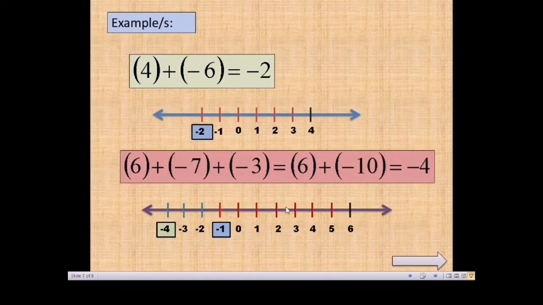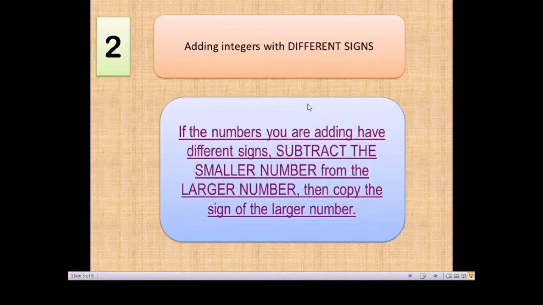So the only thing that we need to do is, from the lines that we created from positive 6, we will now count. So from positive 6, 5, 4, 3, 2, 1, 0. Negative 1, negative 2, negative 3, negative 4. The final answer, if we add positive 6, negative 7, and negative 3, is negative 4. That's it for our second rule and its property.